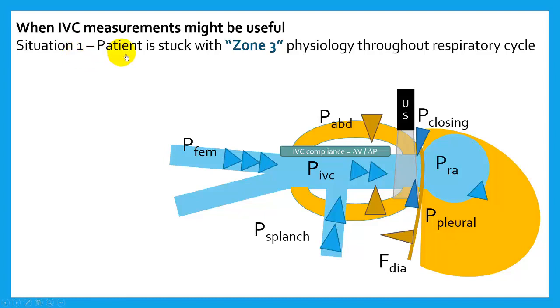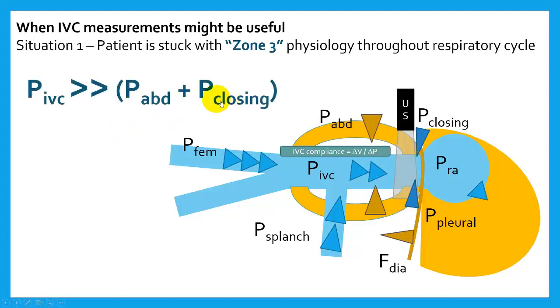And the first situation is when a patient is stuck with what's called zone 3 physiology throughout the respiratory cycle. Now, some brilliant physiologists about 30 years ago did a beautiful study looking at IVC size and flow with different conditions of abdominal pressure, and they found that there are different zones in the abdominal compartment, like there are west zones of the lung. And zone 3 physiology is this: when your IVC pressure constantly exceeds your abdominal and closing pressures throughout the respiratory cycle.